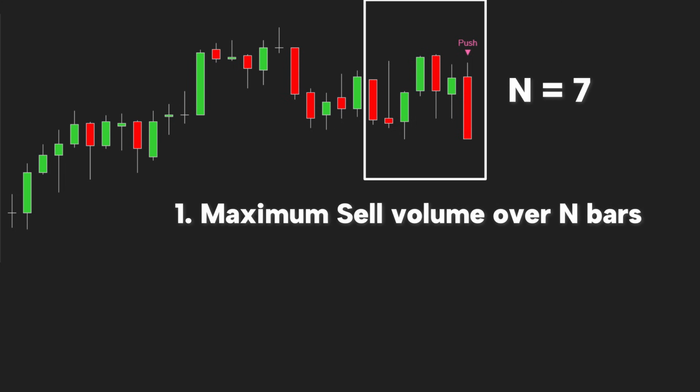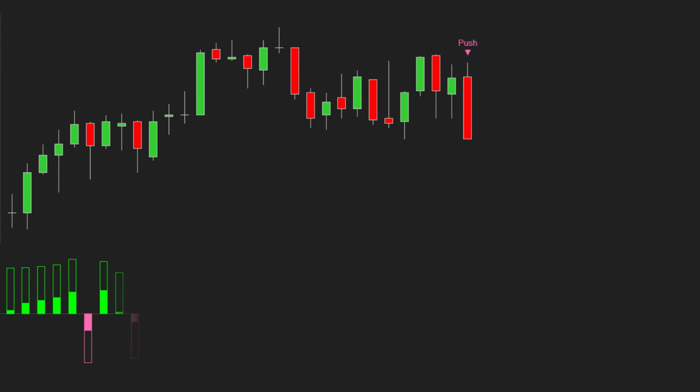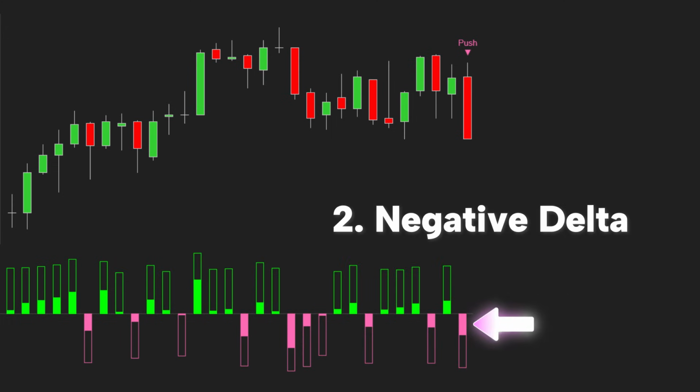Now, let's move directly to the chart. Similar to the bullish push case, we are using a cycle of n equals 7 for analyzing the bearish push signal. For the first effort condition, the system checks whether the signal candle has the highest sell volume among the last 7 candles. This indicates that at this moment, the sell side is participating very aggressively and creating dominant selling pressure. We move on to the second factor in evaluating sell side effort.